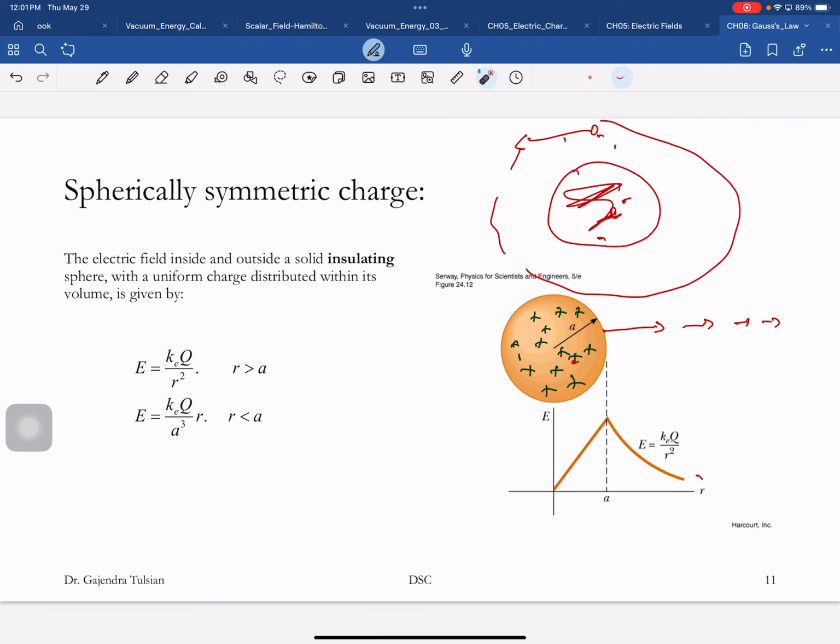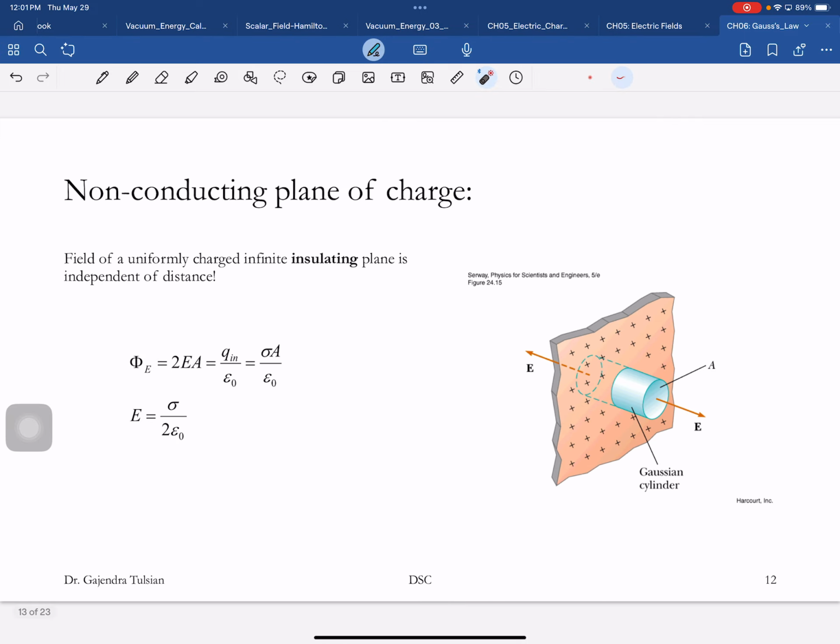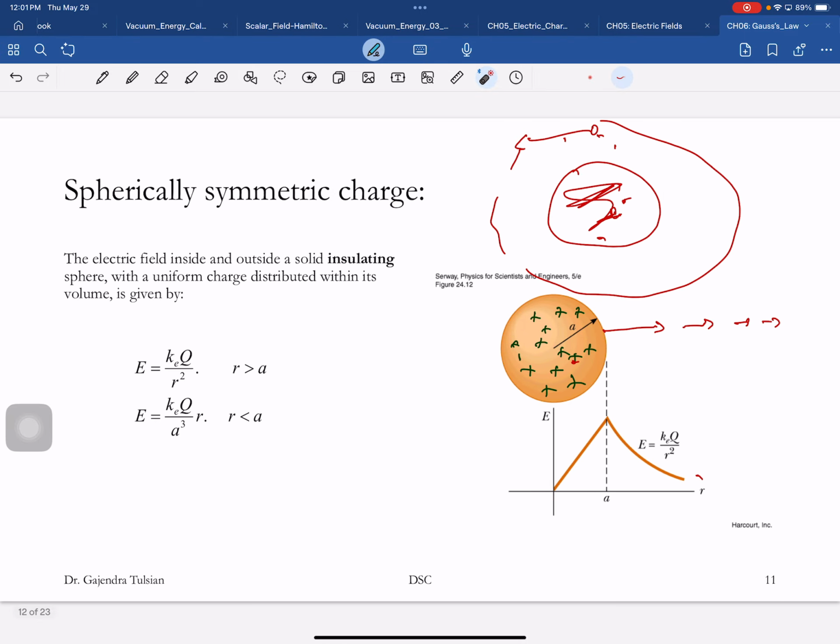All right, so the field outside is as if it was a point charge, and the field inside increases linearly from the center. Okay, and A is the radius of the sphere. You guys understanding this? Go ahead.